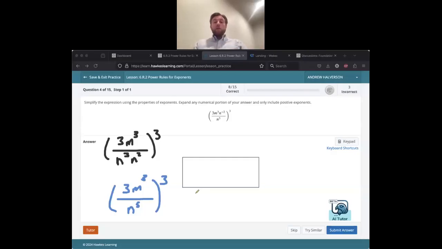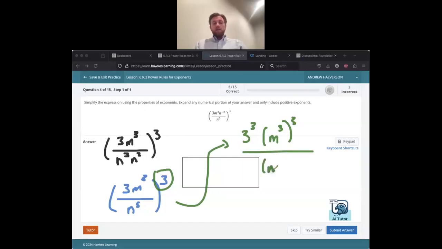And now we can't do anything else inside the parentheses. The m and the n are different bases, so we can't simplify those. So now we would apply the exponent of 3 on the outside. And when we do that, remember, everything gets its own exponent of 3. So 3 to the third, m to the third to the third, and then what? n to the fifth to the third. Everything got its own exponent of 3, and so then that gives us the final answer.